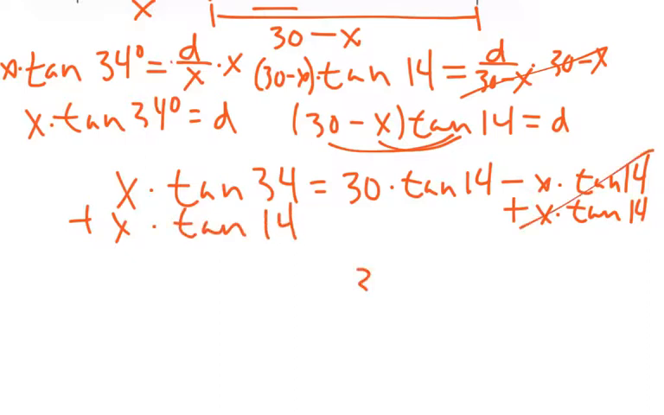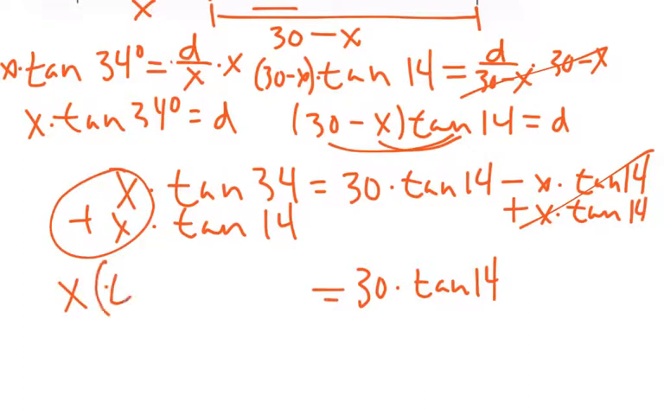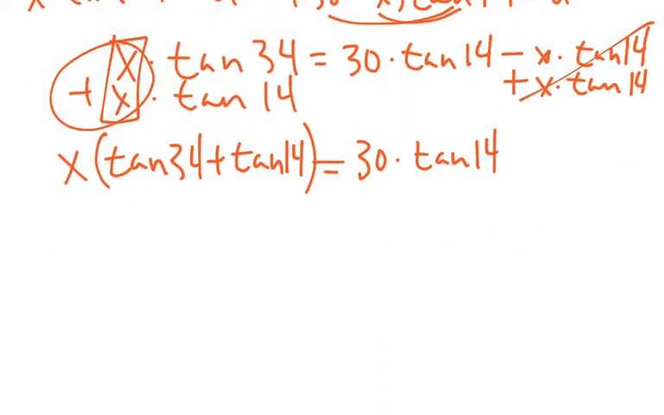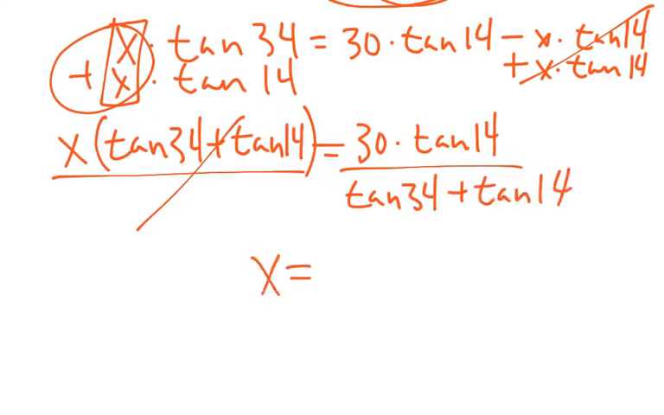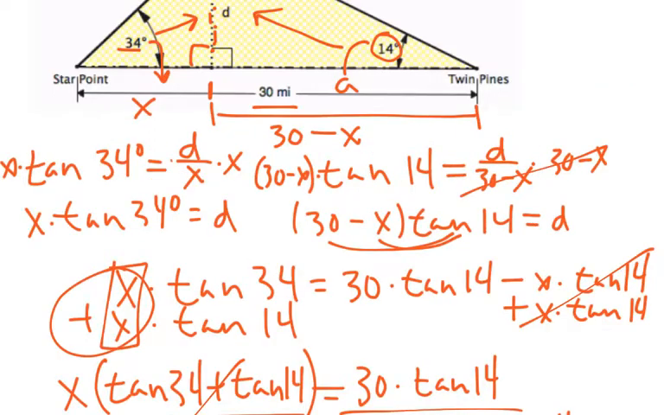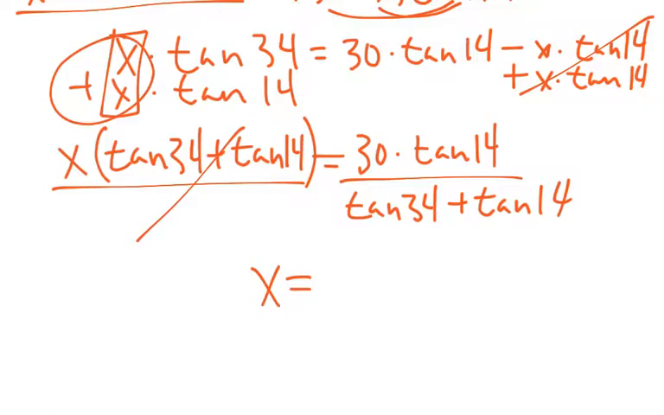Okay, and that would, so we'd get 30 times tangent of 14 equals. Now we add those together. We can distribute out the x. So I'm going to jump ahead a step. So we'd have x times tangent of 34 plus tangent of 14. I can pull out an x because they both have it in their factors. So then we divide by that whole thing. And that's what we're going to put into our calculator to figure out what x is. And once we've got x, we can plug it back in here to figure out that distance.